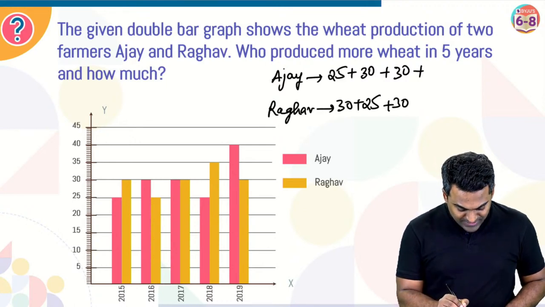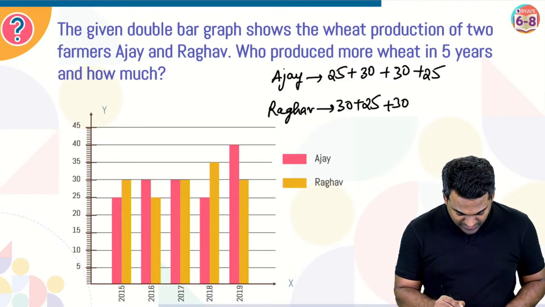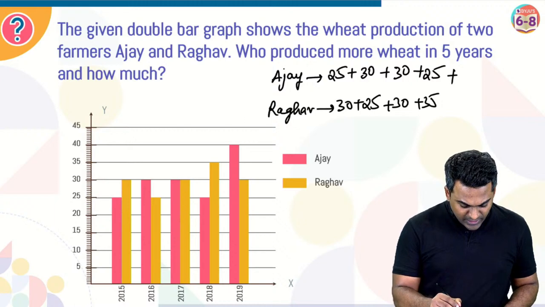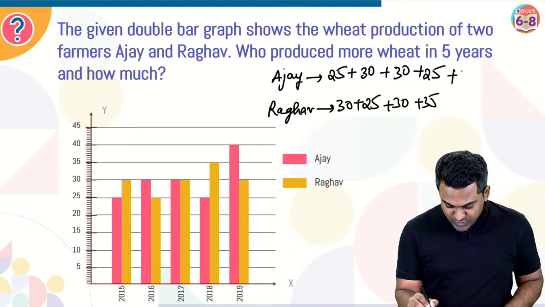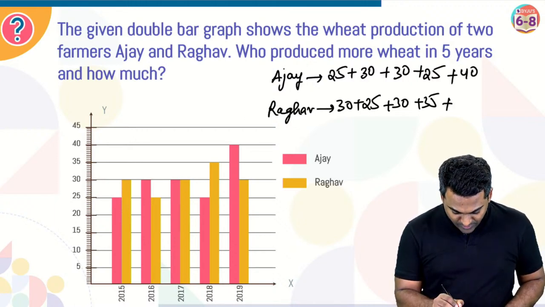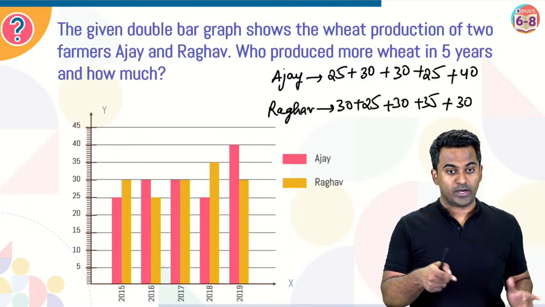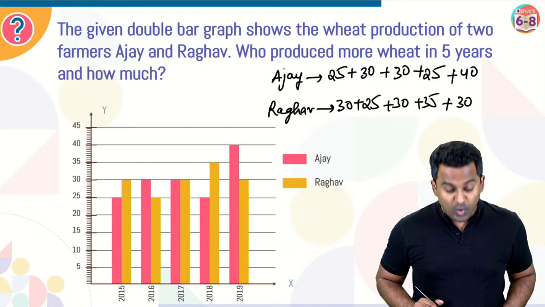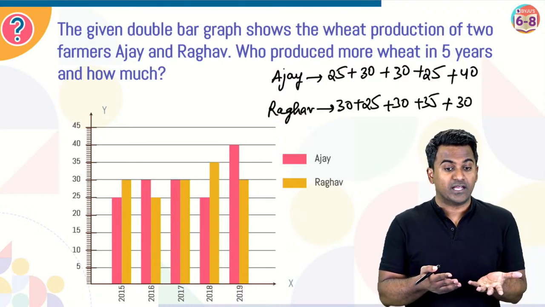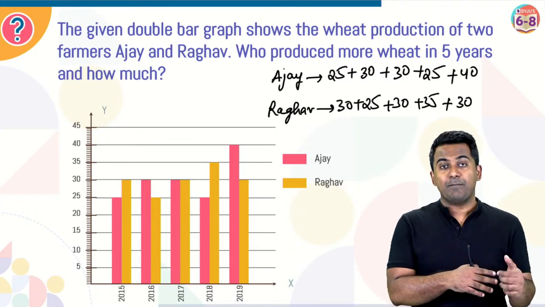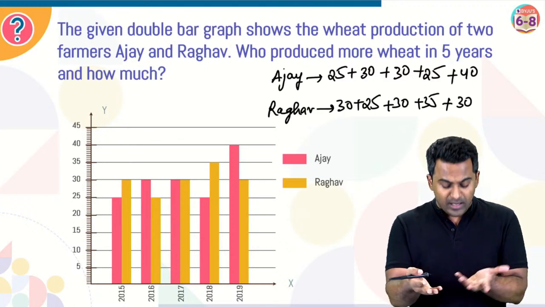Okay, and then 2018, Ajay produced 25 and Raghav produced 35. And for the last year, 2019, Ajay produced 40 and then Raghav produced 30. Okay, so you're saying Ajay is the answer. Who produced more? By how much is Ajay winning? You need to have a total count. By how much is Ajay more than Raghav?